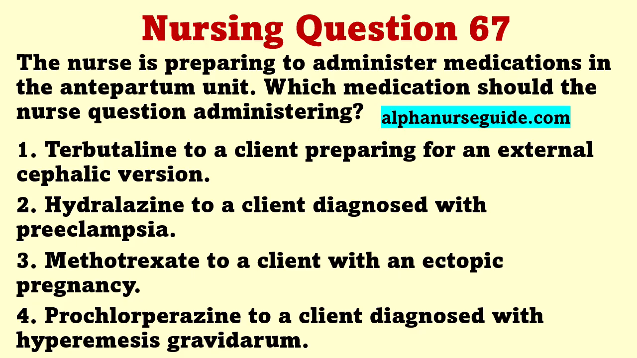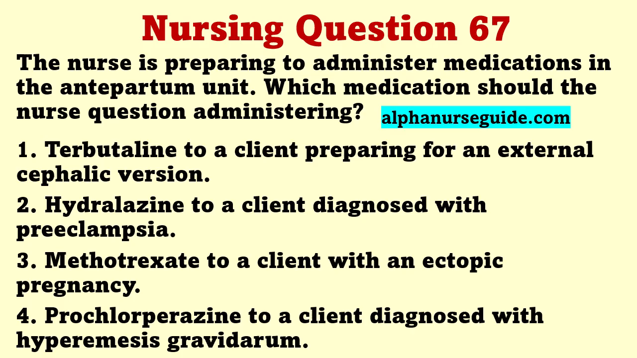The correct answer is 4. Prochlorperazine to a client diagnosed with hyperemesis gravidarum. Prochlorperazine is contraindicated in pregnancy. Ondansetron and promethazine are more common medications for nausea and vomiting in pregnancy.